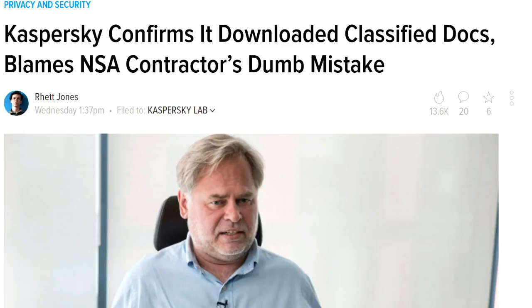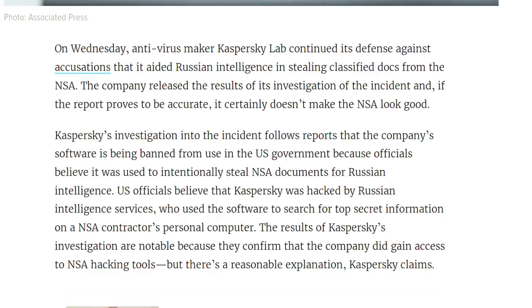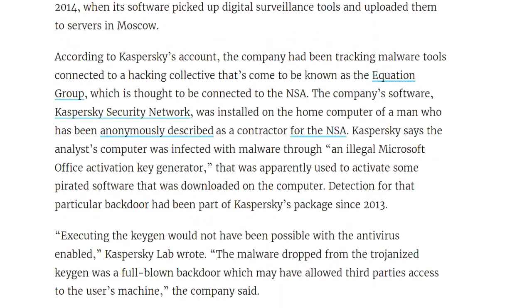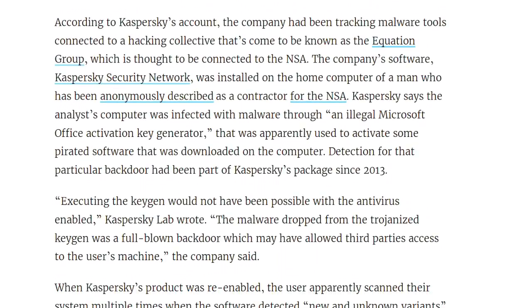According to Kaspersky's account, the company had been tracking malware tools connected to a hacking collective that's become known as the Equation Group, which is thought to be connected to the NSA. Kaspersky's security network software was installed on the home computer of a man who has been anonymously described as a contractor for the NSA. Kaspersky says the analyst's computer was infected with malware through an, quote, illegal Microsoft Office activation key generator, unquote. Doesn't everybody have those? Of course. That was apparently used to deactivate some pirated software that was downloaded on the computer.